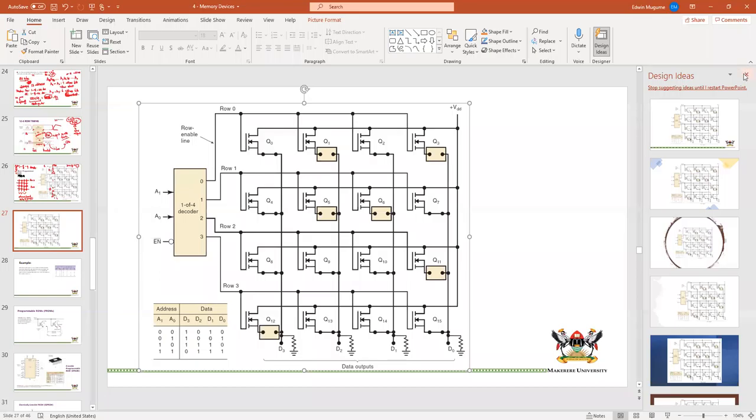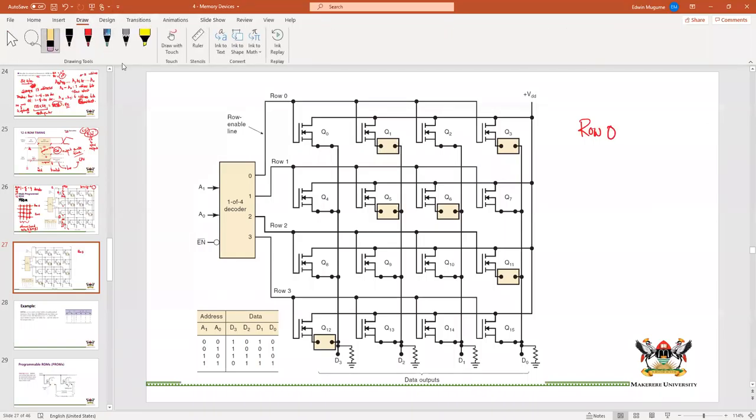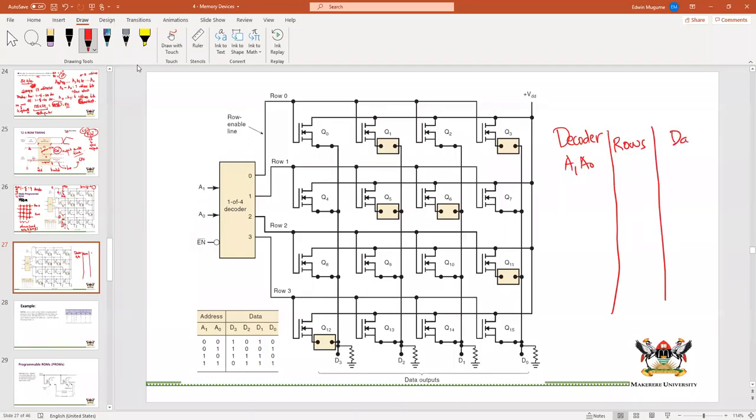So let us look at what is actually burned within here. If you look at row 0, let us look at the decoder. We have A1, A0, and then we look at rows, okay? And we look at the data, and this data is D3, D2, D1, D0. Now, if the decoder is 00, we have selected row 0. That is the row that is selected. It means the other rows are 0. They are low.